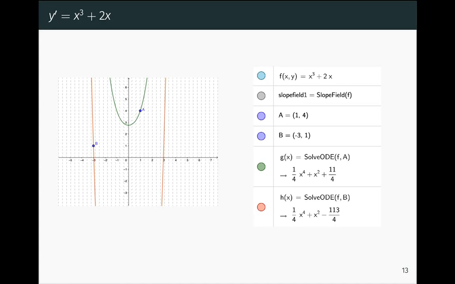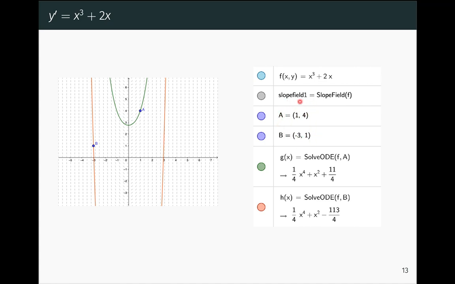So those were done in Geogebra, and here are the instructions to get them going. You start off by defining your function, and best to define it in terms of x and y, because a lot of functions have x and y in them. This one doesn't. And then type in slope field, comma f. It'll give it this name automatically. Don't care about the name.